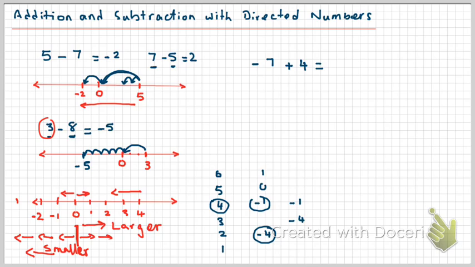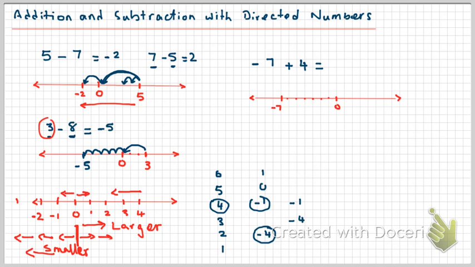Well, I'm going to use a number line because I think having that visual in front of me makes life a lot easier. So I'm going to draw my number line. I'm going to mark in 0, and I'm going to mark in -7. Now let's see, 1, 2, 3, 4, 5, 6, 7. So let's mark in -7.